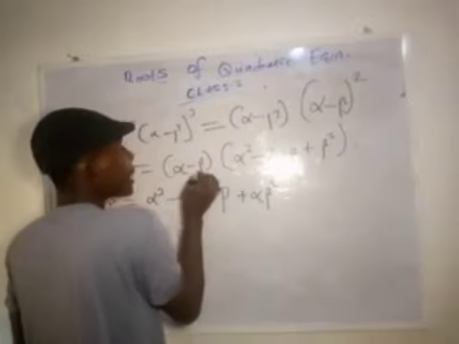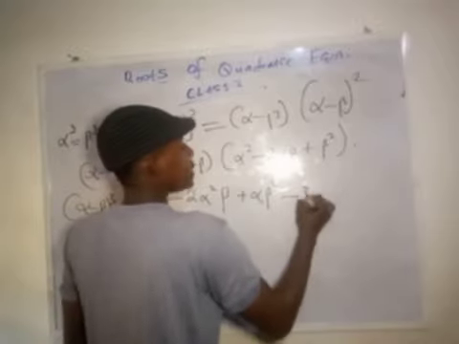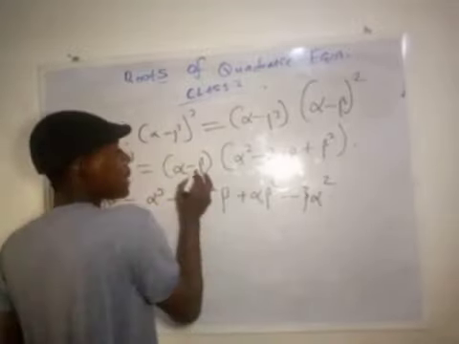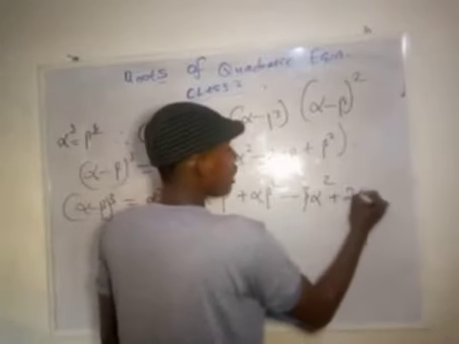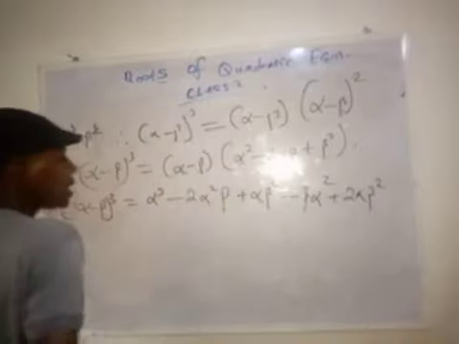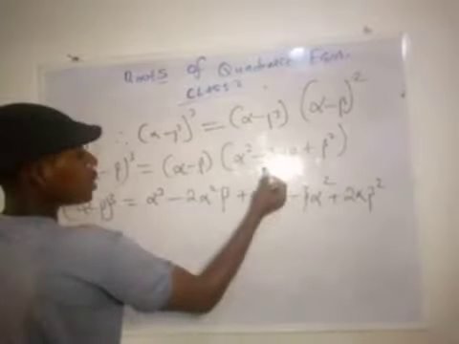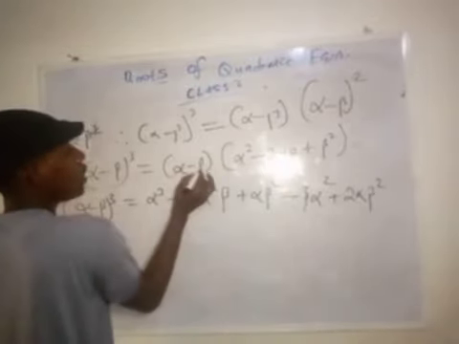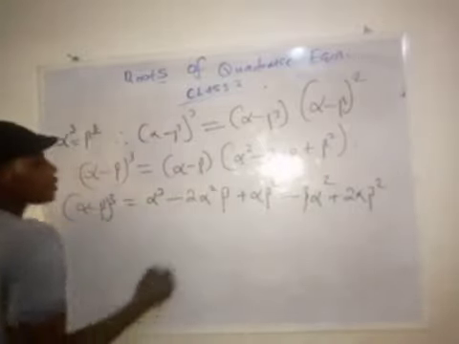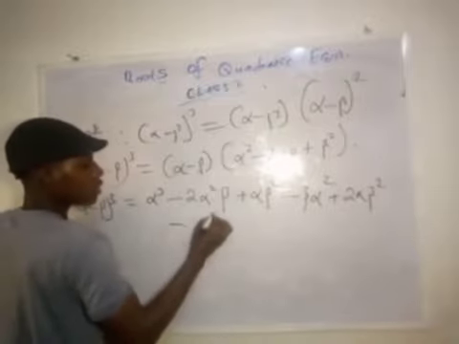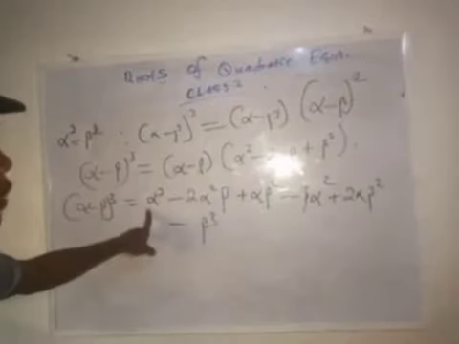Now, if I take my minus beta and use it to multiply alpha squared, I'm going to get minus beta alpha squared. If I use my minus beta to multiply minus 2 alpha beta, I'm going to get plus 2 alpha beta squared. And if I also have this minus beta multiplied by beta squared, I'm going to get minus beta cube, right?